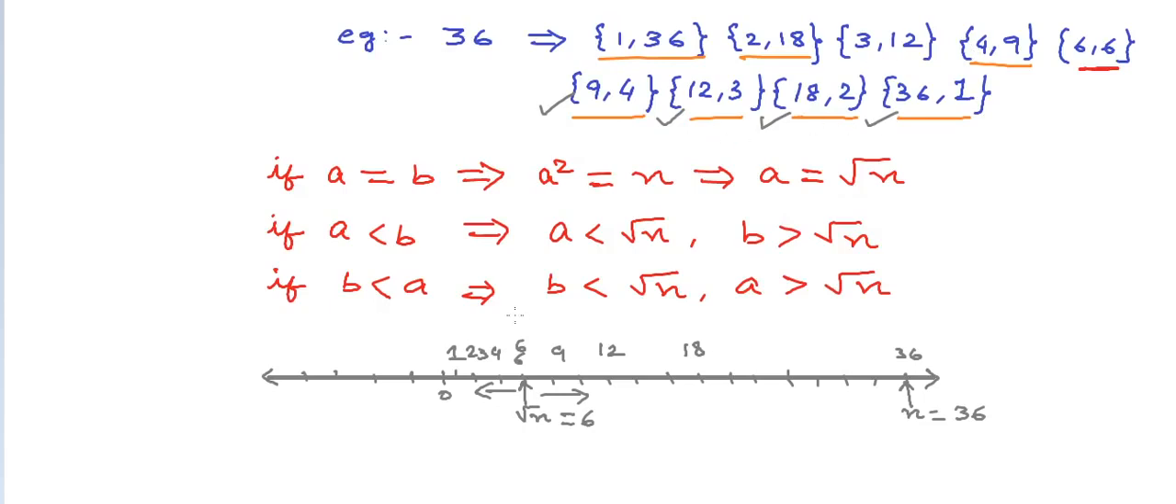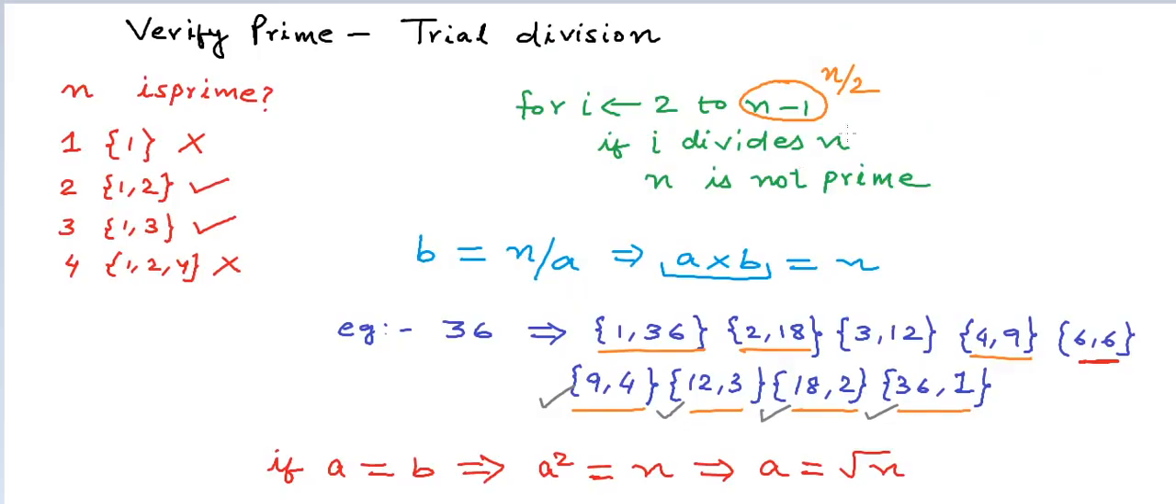We have shown it for n equal to 36, but this property is true for all values of n. So now we can say that if I do not get a factor of n all the way till square root of n, then I can clearly say that I will not be able to get a factor after square root of n as well. So all I need to do is check only till square root of n. So in my actual program, I do not need to run the loop till n by 2. We can run the loop till square root of n and that should be enough.